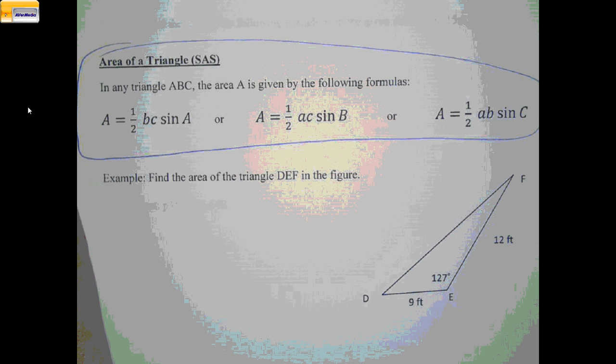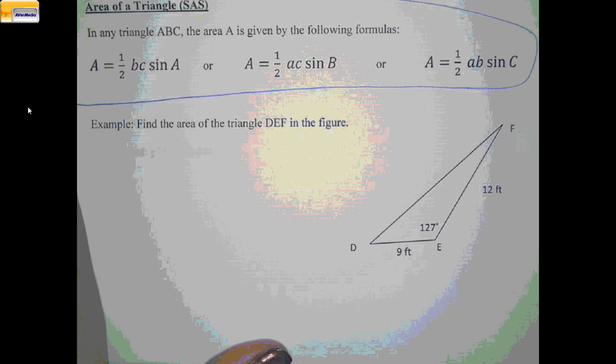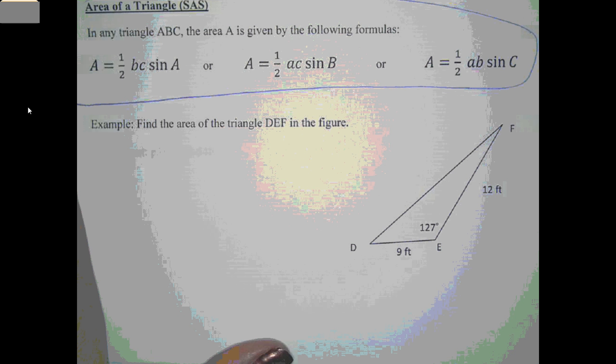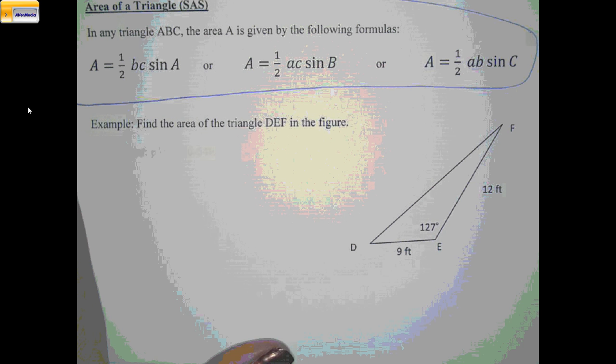Okay, I'm going to scoot this up then. Here's example 1. There's the picture. Notice it's not triangle ABC. This time it's DEF. That's okay. They're just letters. They're just names. You could call the corners Greg, Jerry, and Joe. I mean, it doesn't matter. But I do have 2 sides and an included angle. So the formula will work.